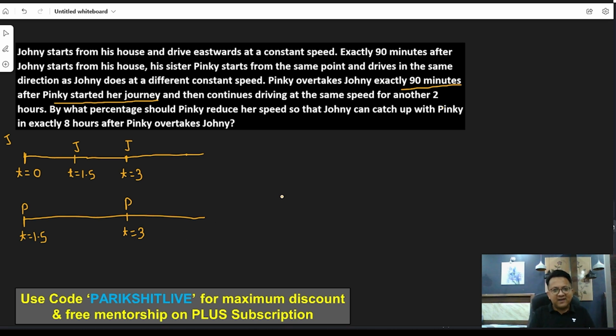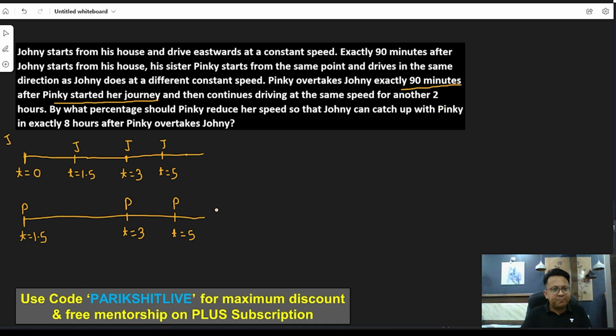And then she continues driving at the same speed for another 2 hours. When it says Pinky is overtaking Johnny, it definitely means Pinky's speed is more than Johnny's. So at t is equal to 5, Pinky is out here after another 2 hours, and Johnny would be slightly behind at that point. So up till now, it's the same speed for Pinky.